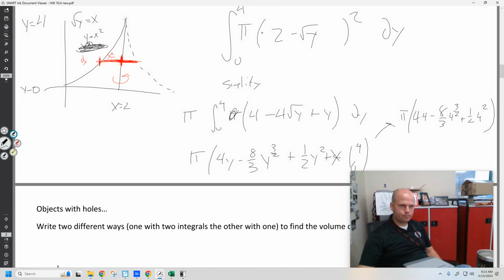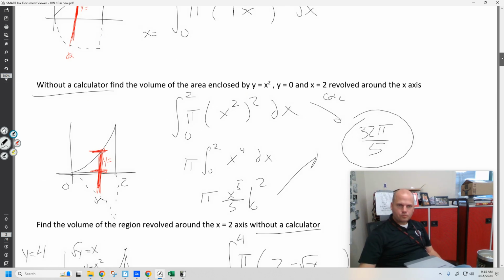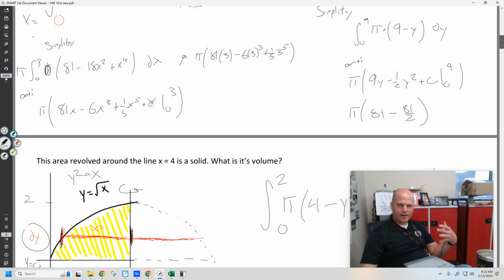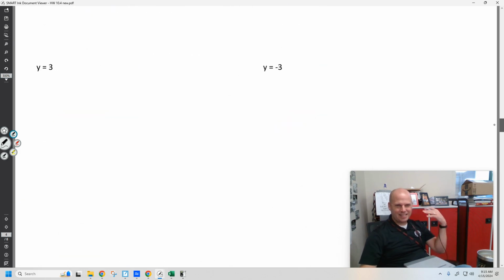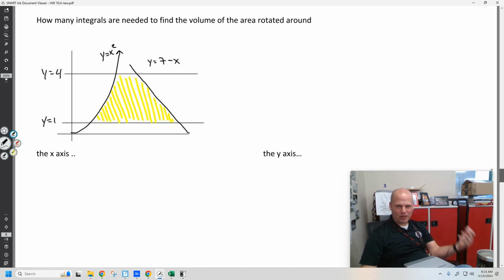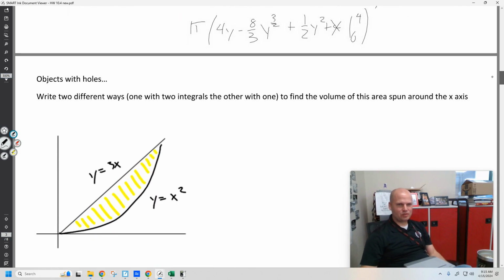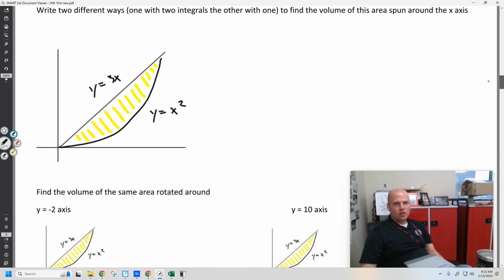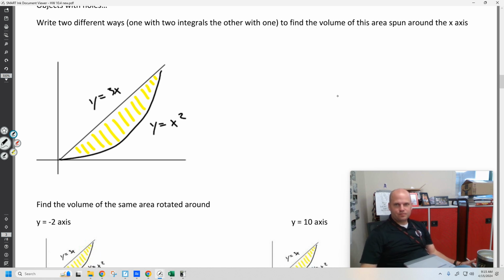That's fine. All right. First 2 pages, solid objects. Rest of the homework, objects with holes. Okay? There are 2 different ways to find the volume of a region spun that creates this hole. And here's what everybody thinks of doing, and they're always wrong.